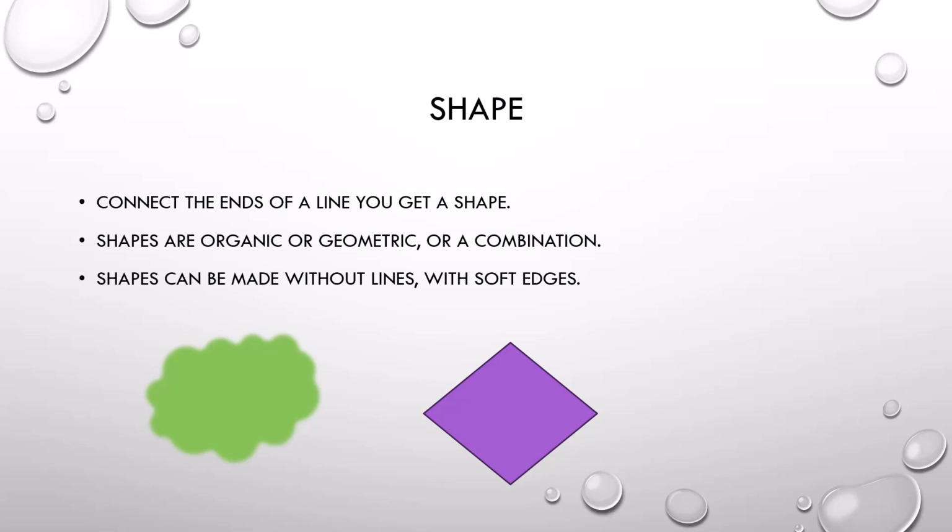Connect the ends of a line and you get our next element, which is shape. Shapes are going to be organic or geometric, or they could be a combination. They can be made without lines with soft edges, or they can be made using hard lines.